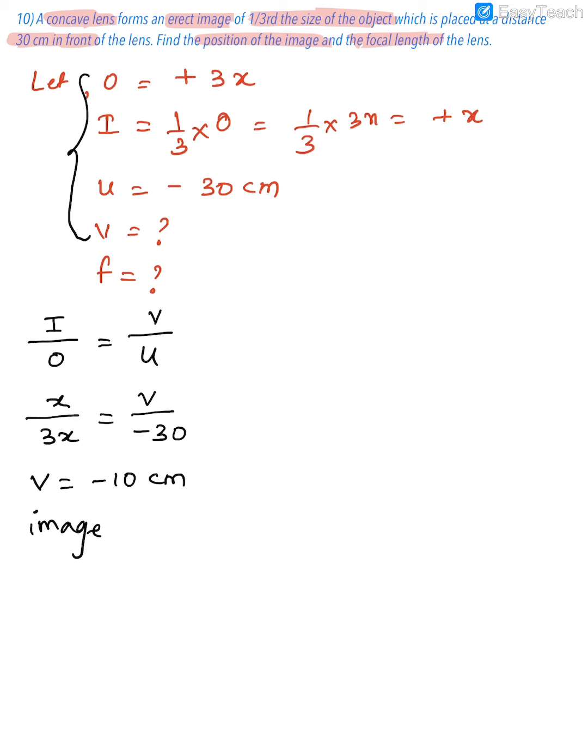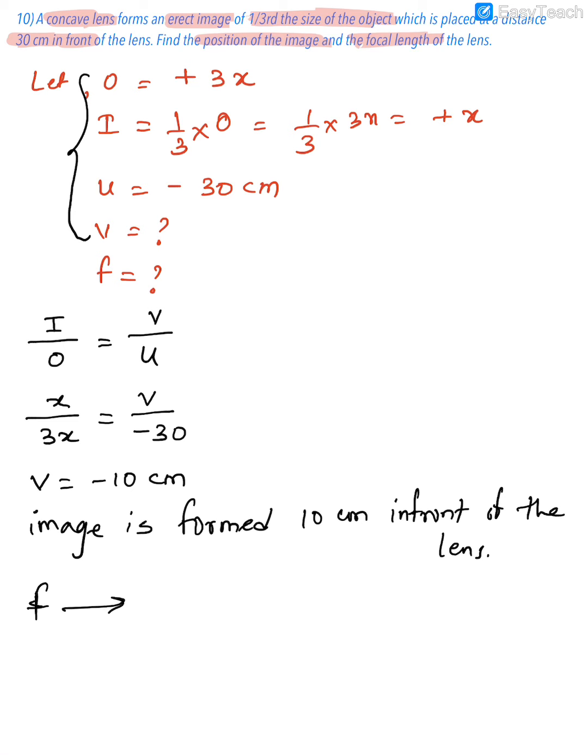Image is formed 10 centimeter in front of the lens. Okay, and you have to also find out F. So I'm not solving for F, you'll solve it yourself. I'm just writing the final answer out here, so you can cross check your answer.